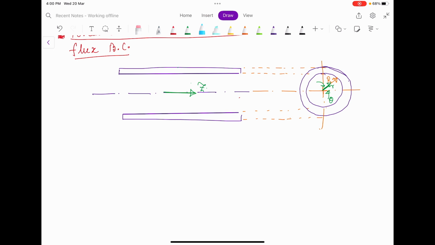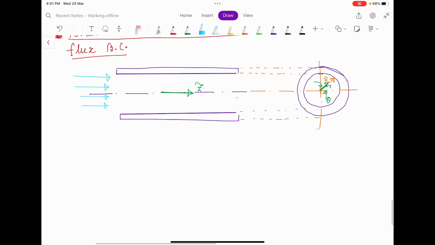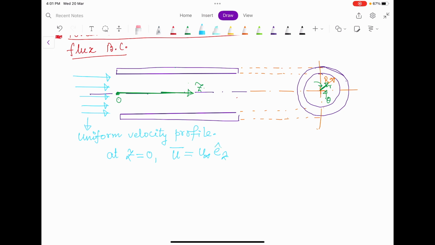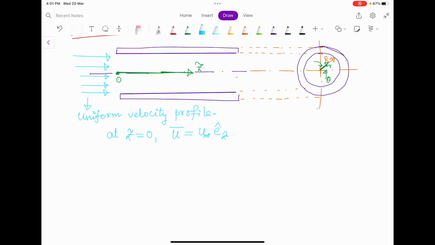So we will consider that the fluid is flowing here, and the inlet condition is uniform, okay, so uniform velocity profile. That means mathematically, if I consider that my origin O is here, and this is the z coordinate, at z equal to 0 my velocity is u bar, the vector, equal to u infinity e z cap. This is my velocity. There is no u r component, there is no u theta component. So this is the uniform velocity profile.